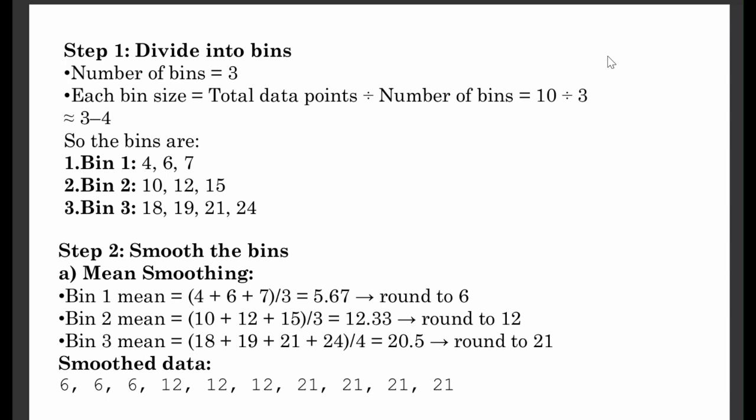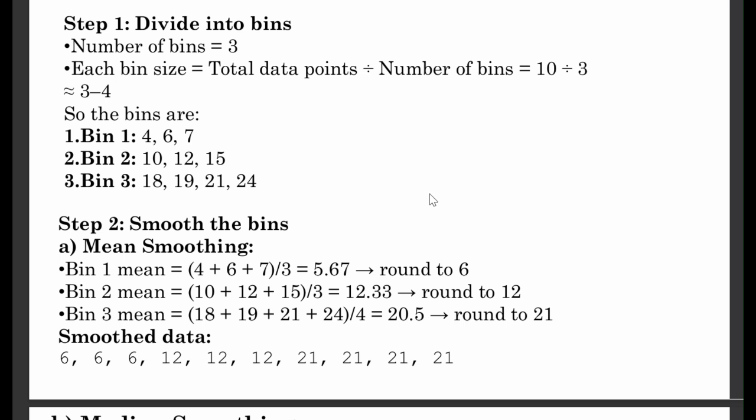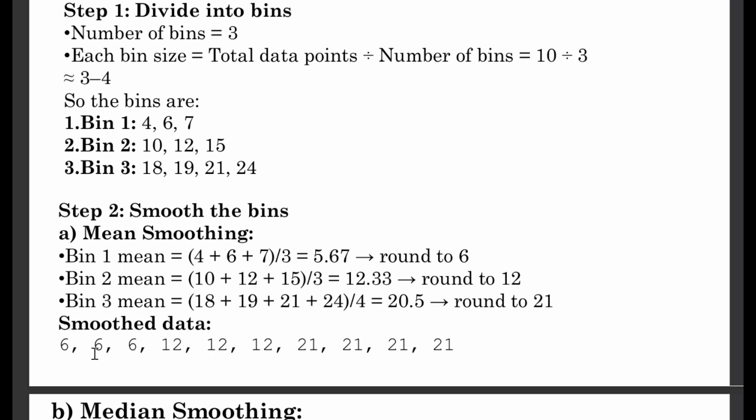Bin 1 contains 4, 6, 7. Bin 2 contains 10, 12, 15. And bin 3 contains 18, 19, 21 and 24. Now step 2. Smooth the bins. Find the mean of each bin: bin 1 mean, bin 2 mean and bin 3 mean. Round it to the nearest value. Now the smooth data will be the means. Here this is bin 1, this is bin 2 and this is bin 3. Bin 1 mean is found as 6, bin 2 mean is found to be 12 and bin 3 mean is found to be 21.